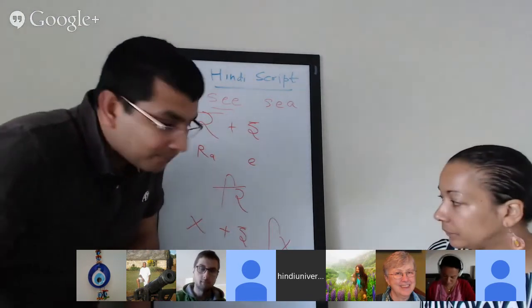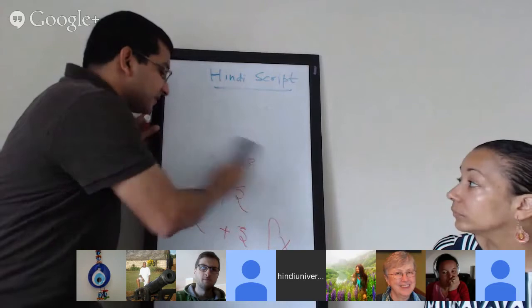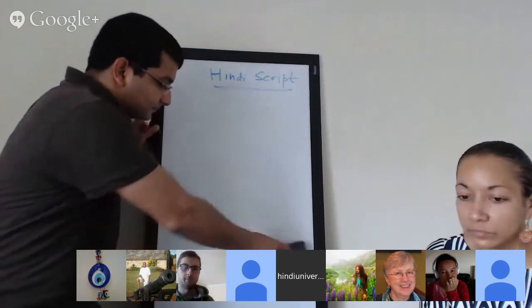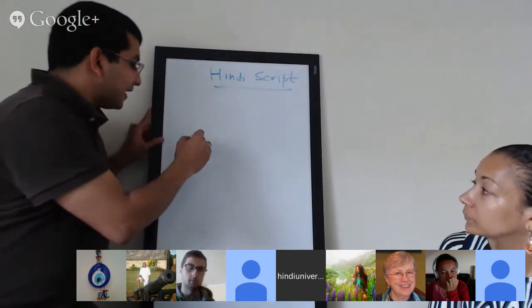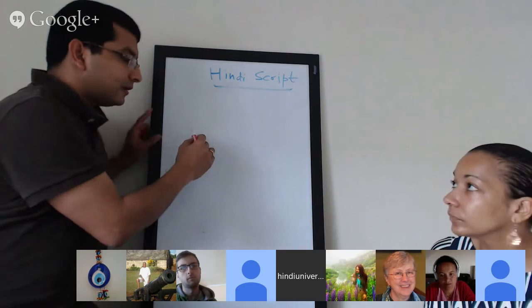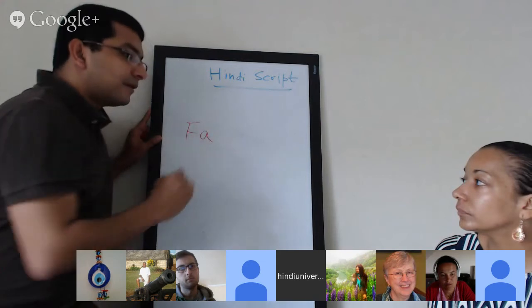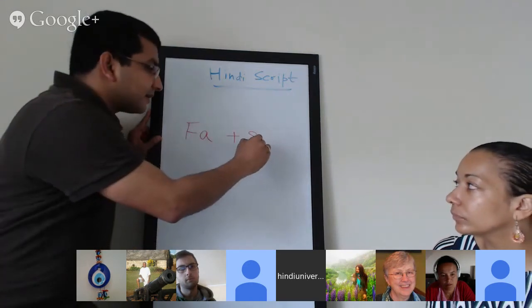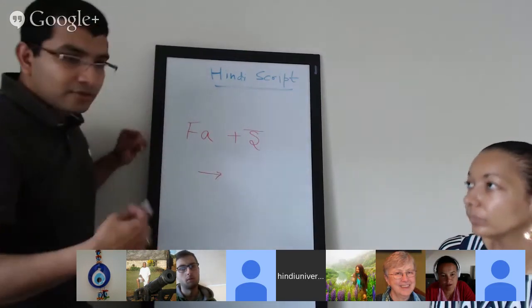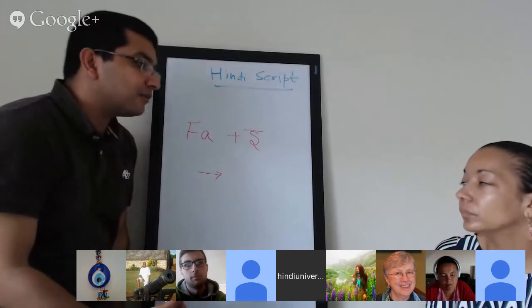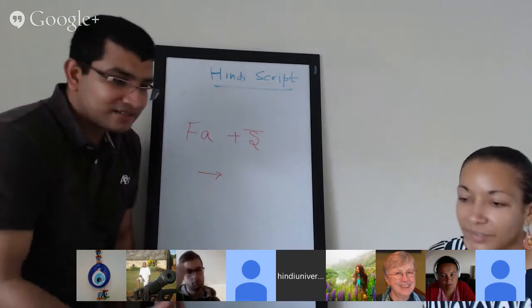Let's see if people have more examples of E or if it is clear. The assignment here is, let's say, if I have a consonant and the sound is F, and if I add E to it, what would be the target sound? Forget about how we write it. What will be the target sound? Write it down in the comment section.